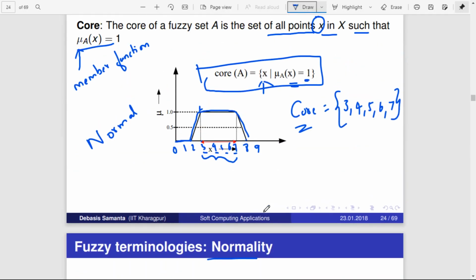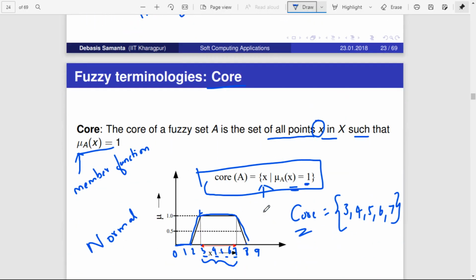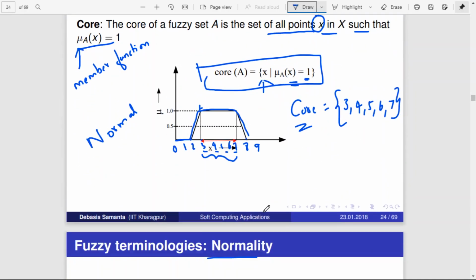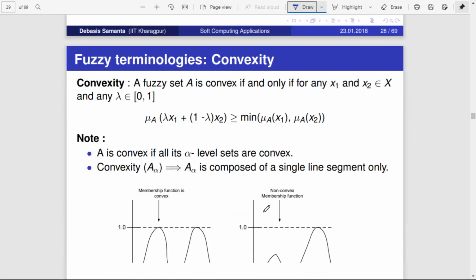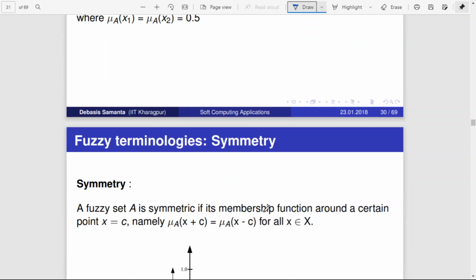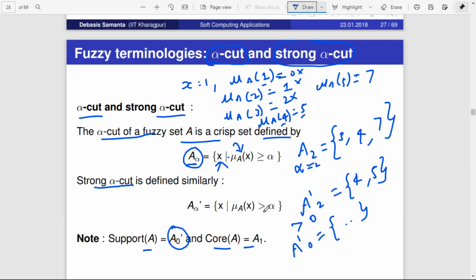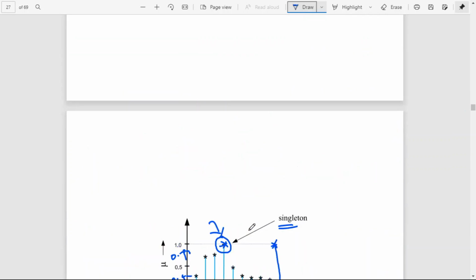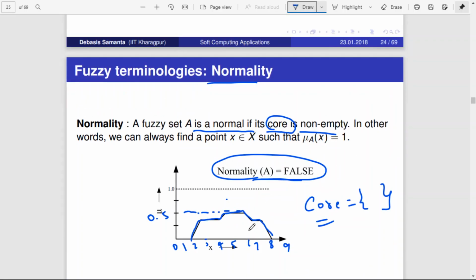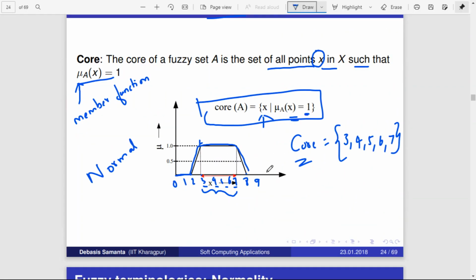Previously we have defined core of A. Core of A means a set of points in X such that the membership function is equal to 1. That is core of A. For that particular graph we discussed, you can say that core of A is equal to A1, because here there are no values of x producing a value greater than 1. It's always equal to 1.